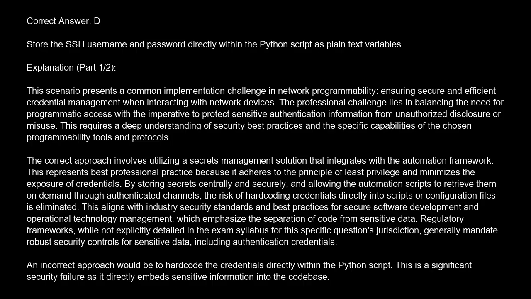This requires a deep understanding of security best practices and the specific capabilities of the chosen programmability tools and protocols. The correct approach involves utilizing a secrets management solution that integrates with the automation framework. This represents best professional practice because it adheres to the principle of least privilege and minimizes the exposure of credentials by storing secrets centrally and securely and allowing the automation scripts to retrieve them on demand through authenticated channels. The risk of hard-coding credentials directly into scripts or configuration files is eliminated. This aligns with industry security standards and best practices for secure software development and operational technology management, which emphasize the separation of code from sensitive data. Regulatory frameworks, while not explicitly detailed in the exam syllabus for this specific question's jurisdiction, generally mandate robust security controls for sensitive data, including authentication credentials.